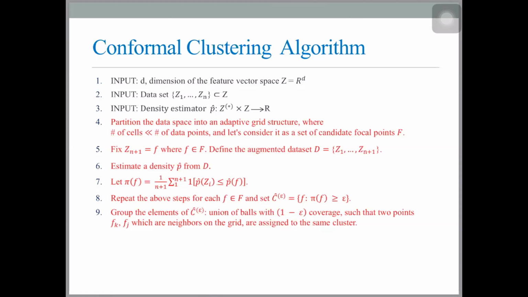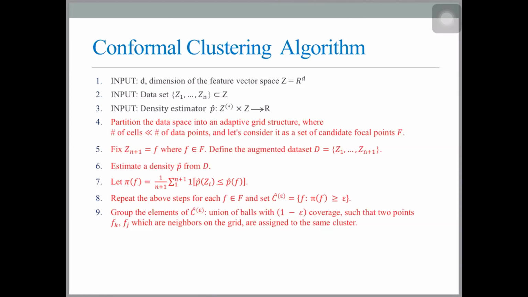We tentatively set z_{n+1} to z. By using the density estimator, a density from the augmented dataset z1 through z_{n+1} is estimated. Then, by applying conformal prediction, a p-value is computed. This process is repeated for each point on the grid, and eventually, conform points to the underlying distribution are obtained with respect to epsilon, the significance level. And the prediction set C hat, representing a union of balls with 1 minus epsilon coverage, is constructed.